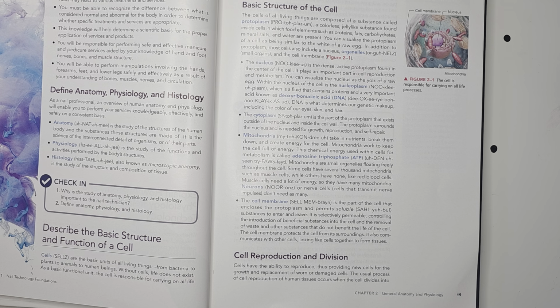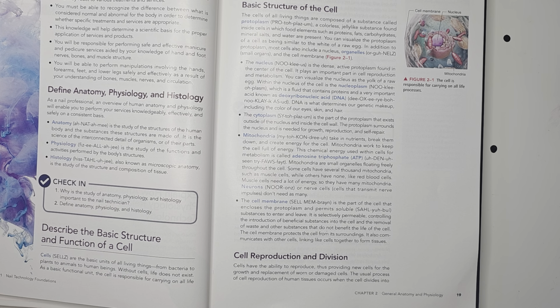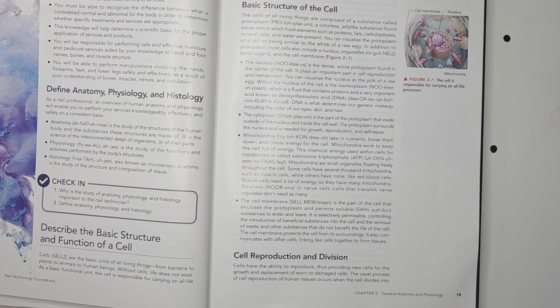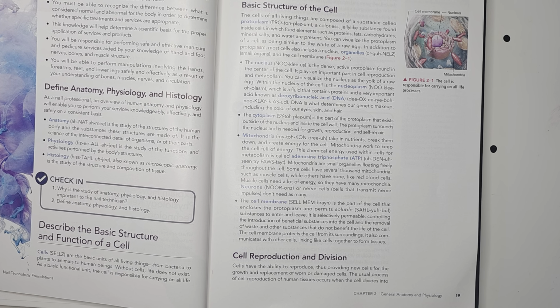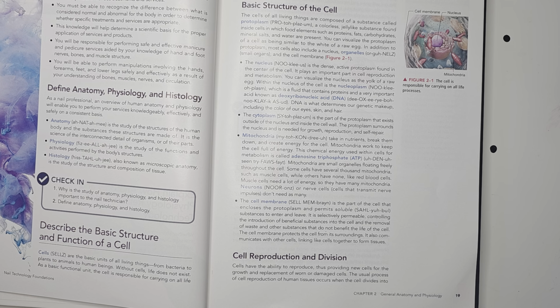Describe the basic structure and function of a cell. Cells are the basic units of all living things, from bacteria to plants to animals to human beings. Without cells, life does not exist. As a basic functional unit, the cell is responsible for carrying on all life processes. There are trillions of cells in the human body, and they vary widely in size, shape, and purpose.